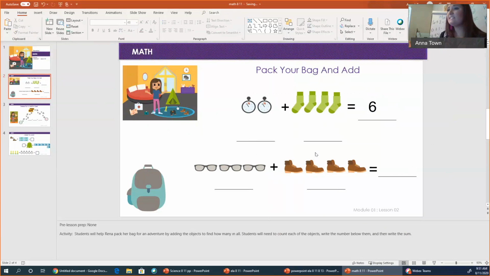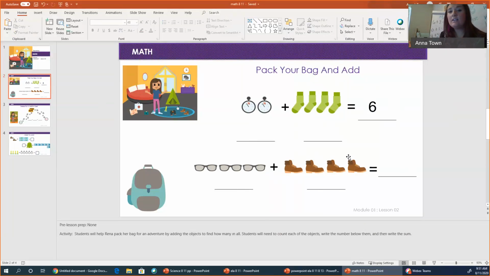Now we're going to move on to our second equation or number sentence below. Sunglasses plus boots equals blank. Well, we want the number form. Right now, take a look at the sunglasses and show me, how many sunglasses do you see? Good. You should see 3. So our first add-in is 3. We should have a 3 right here.